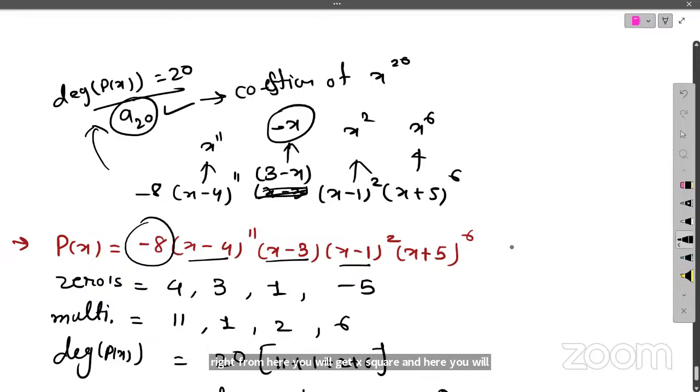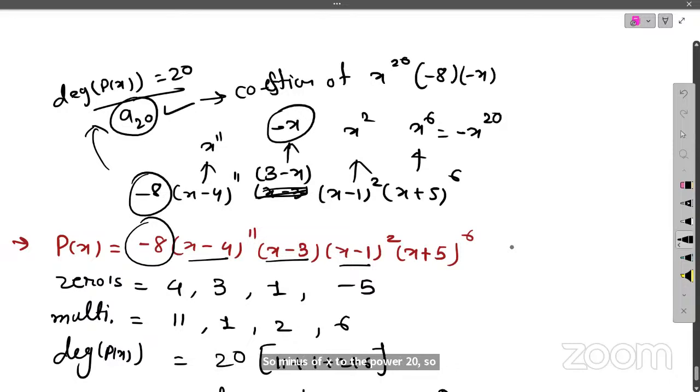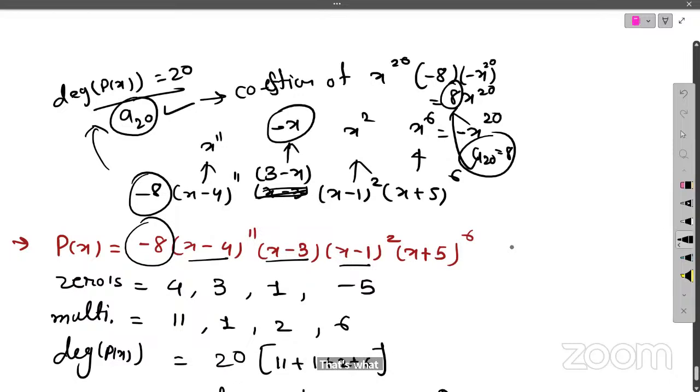Now if you multiply all of the things, it will become minus of x to the power 20, and minus 8 is there. So minus 8 multiplied by minus of x to the power 20 will become plus 8x to the power 20. So here in this case, your A20 will become plus 8, not minus 8. That's the thing you have to be cautioned about.